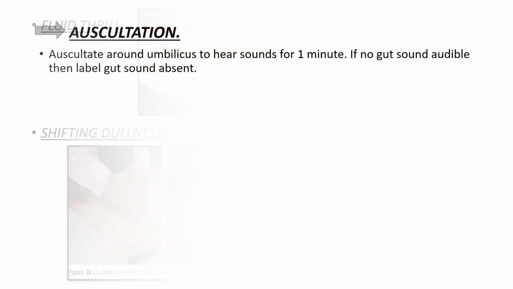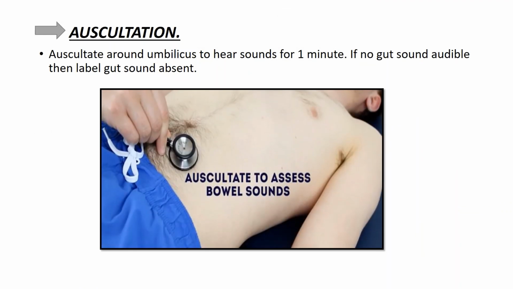Lastly, auscultation is done. Auscultate over at least 2 positions on the abdomen to assess bowel sounds. If no gut sounds are audible for 1 minute, then label as gut sounds absent.